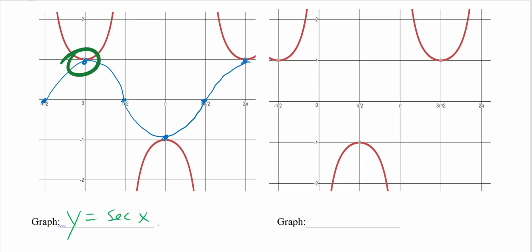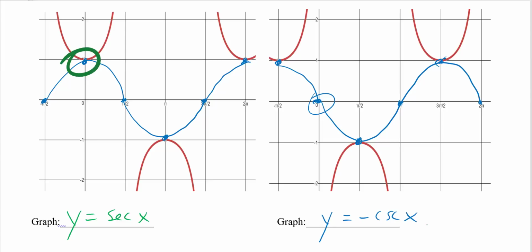Okay, let's do the next one here. So let's plot a point, point, point, point, point, point. Okay, so it's this way, then this way, that way, and that way. All right, that's cool. So let's look at the 0. I'm always looking at the 0 to see what's going on. Oh, it's a negative sine graph going down. So if it's a negative sine graph, that means it's y is equal to negative cosecant of x.